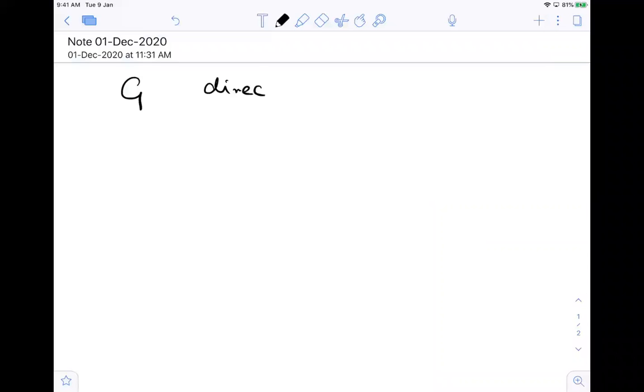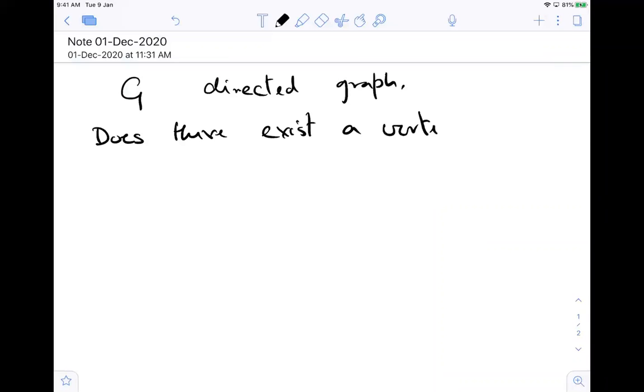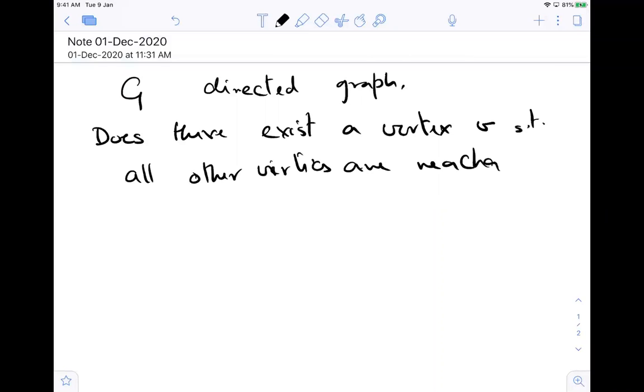You have the graph G, which is a directed graph. And the question is: does there exist a vertex V such that all other vertices are reachable from V?